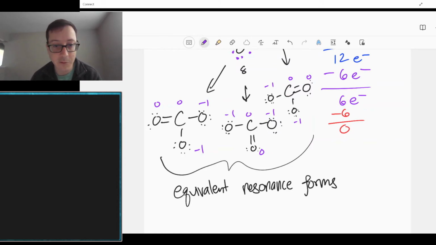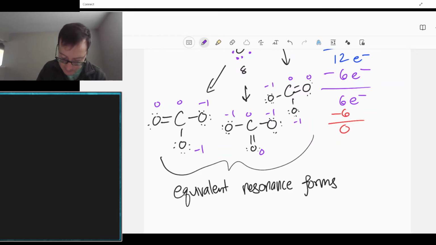All right? A formal charge of -1 is always better than a -2, and two -1s are better than a single -2. Although that's not possible with this particular molecule. So, good stuff.